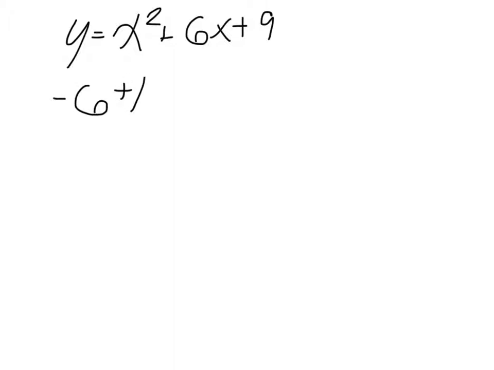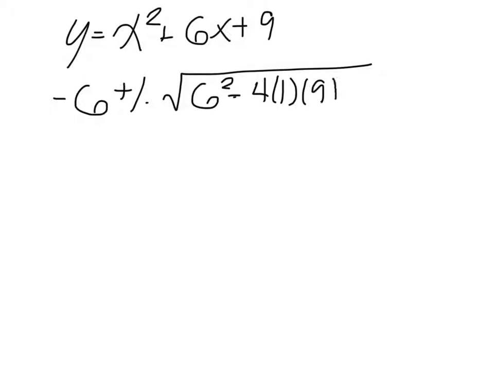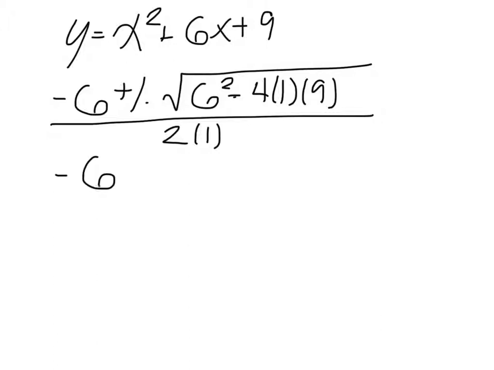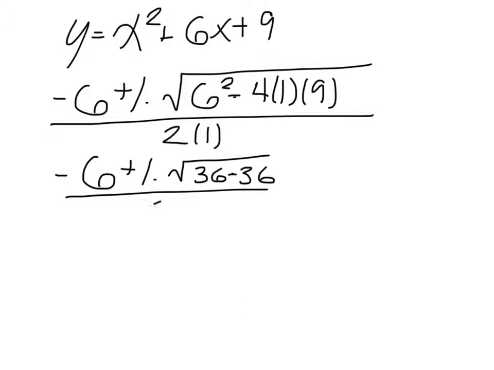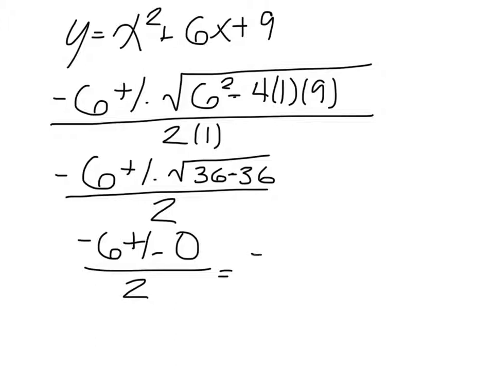So we have negative b plus or minus the square root of b squared minus 4 times 1 times 9, and all of that's going to be over 2 times 1. We're going to split that into parts, so it's going to be negative 6 plus or minus the square root of 36 minus 36, all over 2 times 1, which is just 2. So what we actually get is negative 6 plus or minus 0 all over 2. That's equal to negative 6 over 2, and that's equal to negative 3. So what does it mean when I only get one root like that?